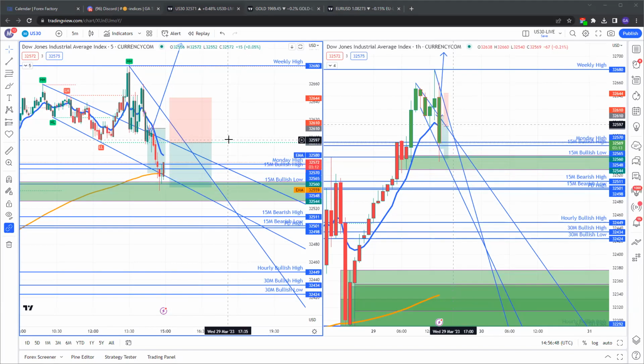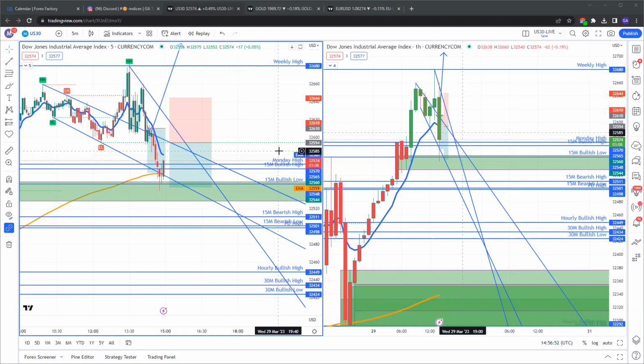And there goes US 30 back up. But we want this hourly candle to close. So it's literally following what I expected.